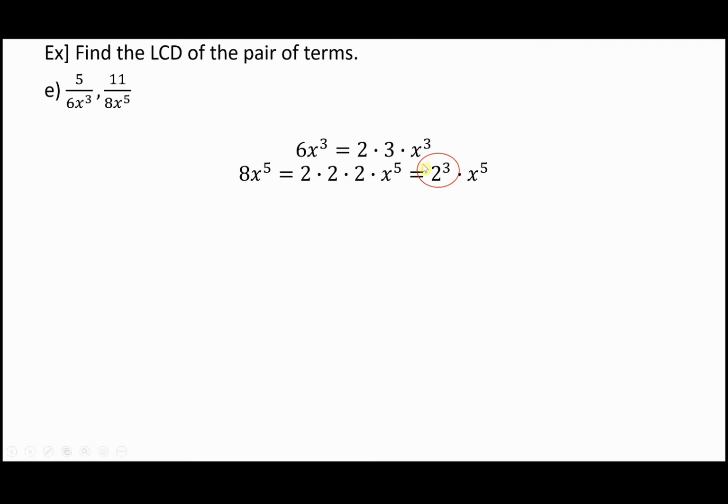So grab that. The 3's, who's got the 3's? Well, there's only one 3 present, so we're going to grab it. And then for the x's, who's got the largest collection of x factors? Well, there's only 3 here, but there's 5 there. So grab that collection of 5 x factors, take all three things that I've circled here, multiply them together, and that gets you your LCD. Okay, so 24x to the 5th power would be the LCD for these two fractions.